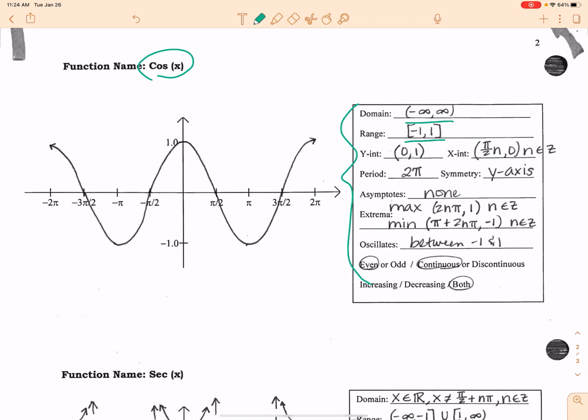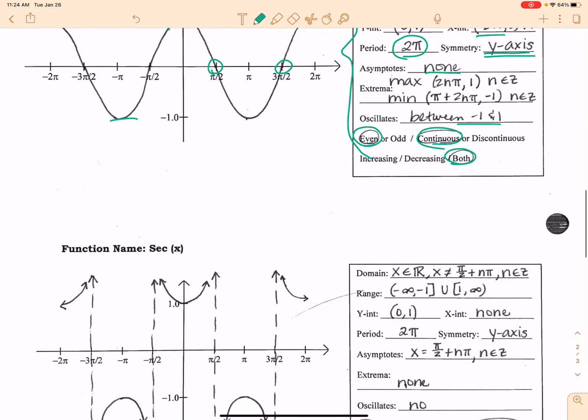The domain and the range stay the same, but the y-intercept changes, and also the intervals for your x-intercepts, because now they're occurring at half values instead of whole values. The period's the same. The symmetry is different because it's y-axis symmetry. There are no asymptotes. The min and the max, of course, occur at the high and low points. We are still oscillating between -1 and 1. This is now an even function because of the y-axis symmetry, still continuous, still increasing and decreasing from left to right.